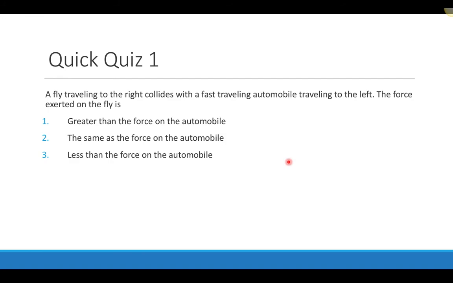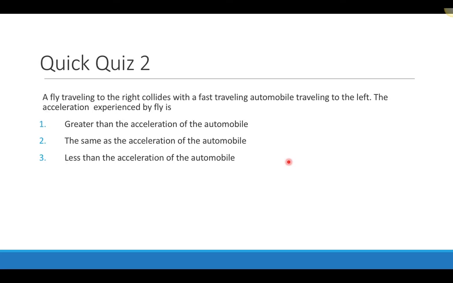If the fly exerts a force on the automobile, the automobile exerts an equal and opposite force back on the fly. So it's the same force. It doesn't matter that the fly is a tiny mass and the automobile has a huge mass. If they interact with one another and they exert forces on one another, it's going to be equal and opposite according to Newton's third law.